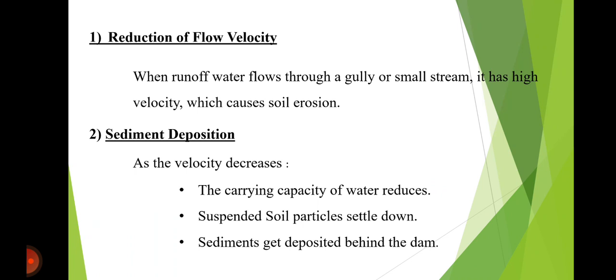Next, reduction of the flow velocity. The check dam acts as an obstruction to flowing water. This reduces the velocity and erosive force of the runoff, thereby protecting the gully bed and the side slopes. When runoff water flows through a gully or a small stream, it has a high velocity which causes soil erosion.